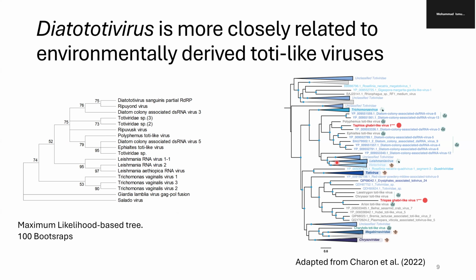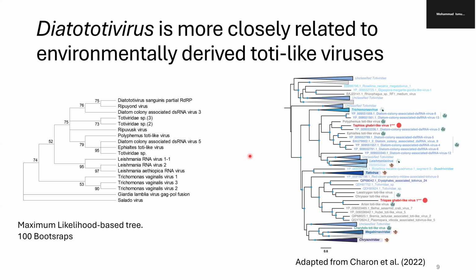We can also see that the general structure of this tree is more or less consistent with a previous phylogenetic analysis on the Ghabrivirales order, the level above Totiviridae. As you can see, Leishmania viruses are a sister taxa of the environmentally derived viruses. I mean, not directly a sister taxa, but closely related to the diatom colony-associated viruses. We also see Trichomonas viruses as a sister taxa to both Leishmania viruses and the diatom colony-associated viruses.